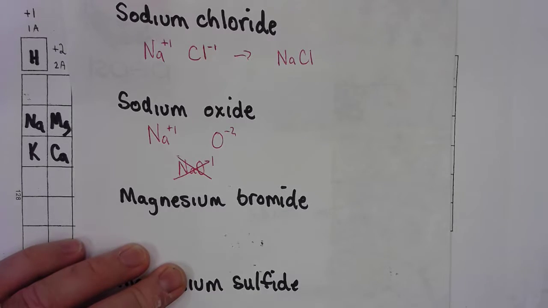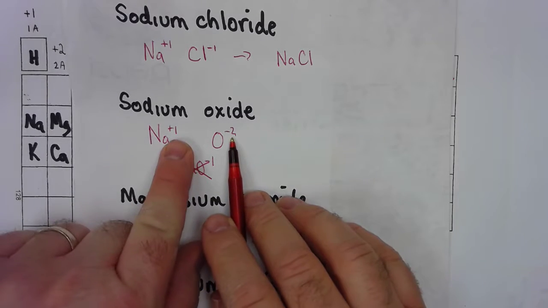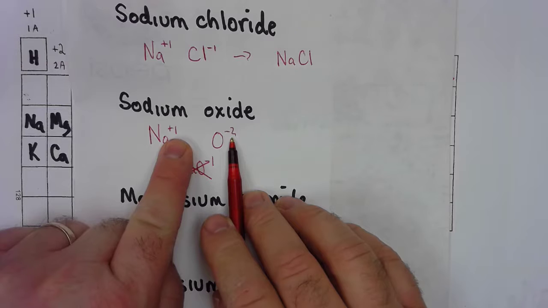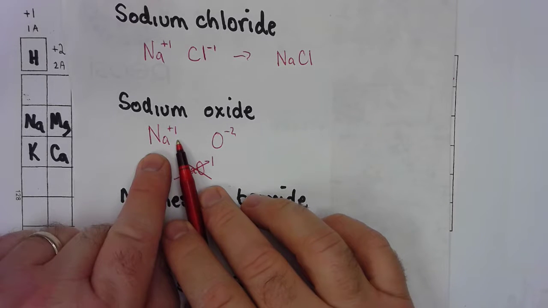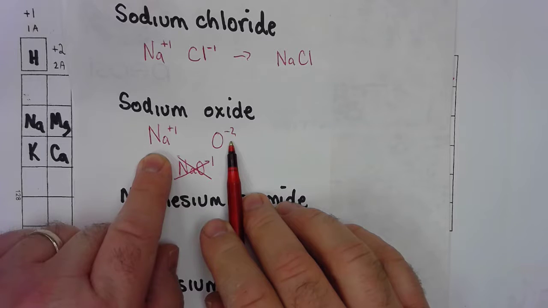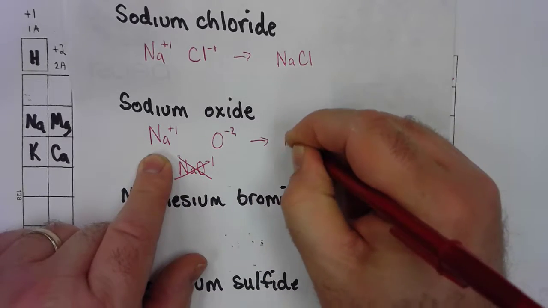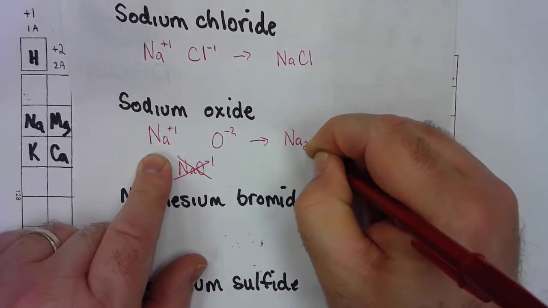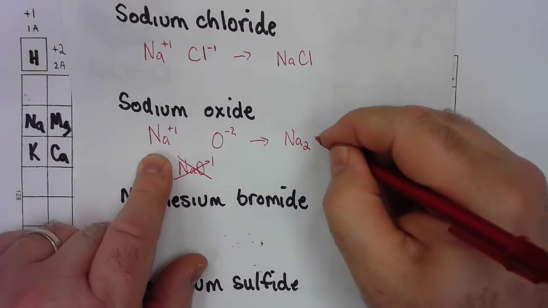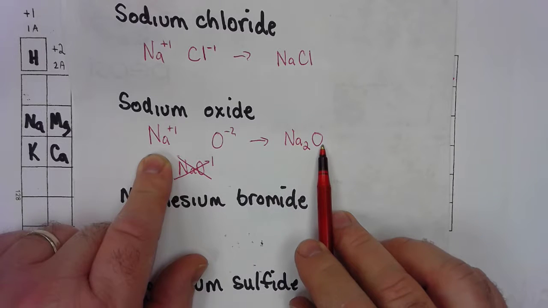neutral compound. So in order to make these balance out and add up to 0, I'm going to need 2 of the sodium ions to balance every one of the oxide ions. So we need a 2, and we put it as a subscript in Na2O. That tells you there's 2 sodium ions for every 1 oxide ion.